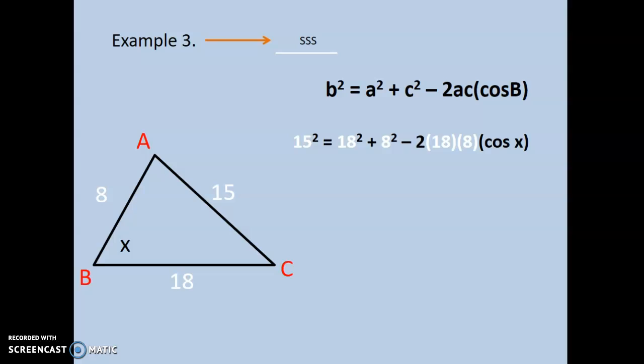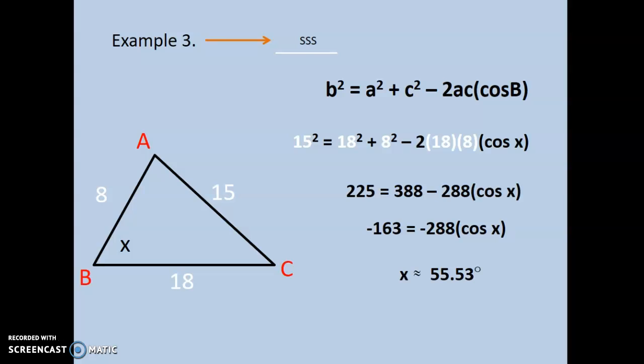All right, so if you combine the 18 squared and the 8 squared, and then you multiply negative 2 times 18 times 8, you will get 388 minus 288. Now, again, you cannot combine 388 minus 288 because the negative 288 is being multiplied by the cosine of x. What you do is subtract 388 from 225, which gives you this. You then divide both sides by negative 288 and find the inverse cosine of that answer, which will give you 55.53. Get it? Again, if you're not getting this, make sure you ask a question in the Zoom.